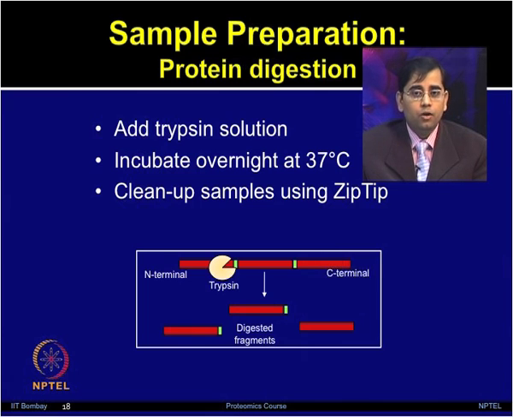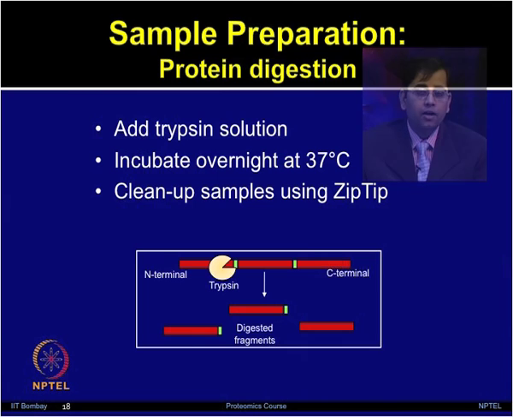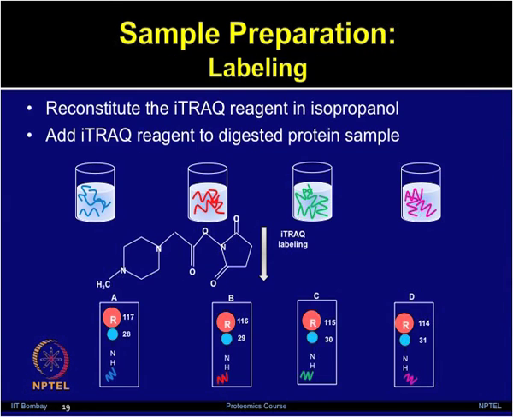Once you have done the overnight digestion, a cleanup step can be performed using a zip tip, so that some salts and contaminants can be removed. Now, the next step is labeling, adding these iTRAQ reagents to the 4 different samples. First, reconstitute the iTRAQ reagent in isopropanol and add it to the digested protein samples. If you have 4 samples, you can use the 4-plex iTRAQ reagents 114, 115, 116 and 117, as I have shown in this PPT.